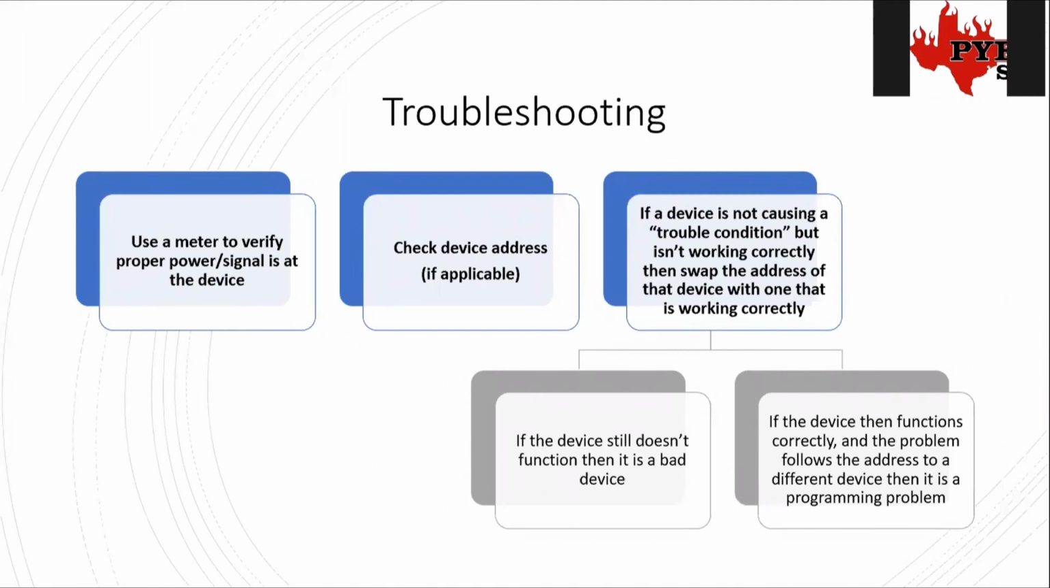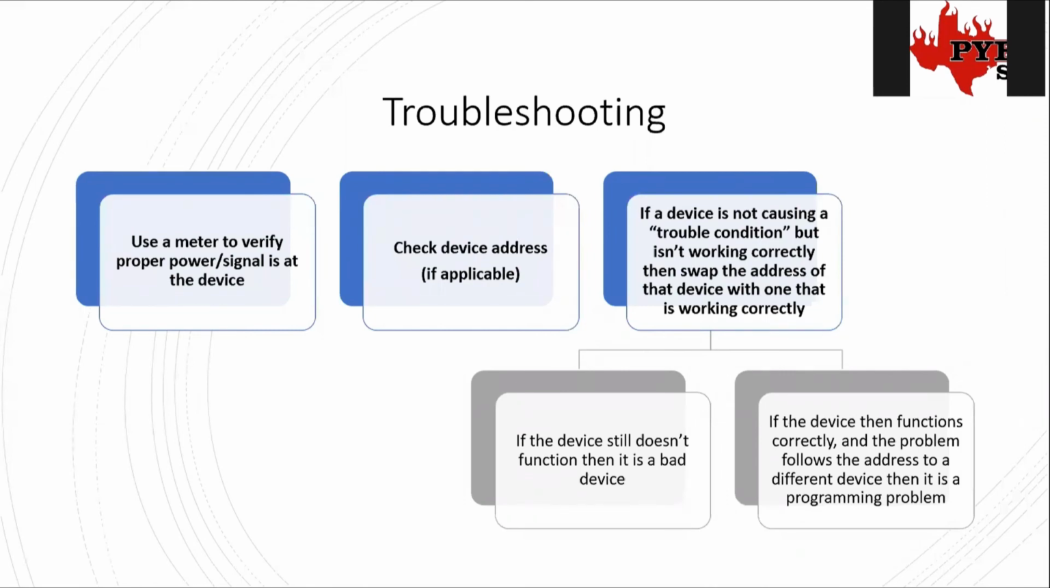Let's say you have a relay that's checking in at the panel, you don't have any troubles on it, but whenever you activate whatever input is supposed to activate that output, nothing's happening. These are kind of the steps to follow.